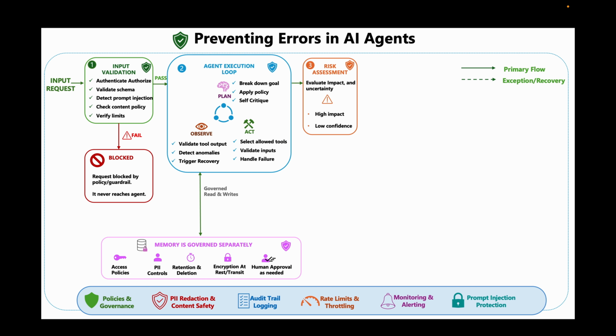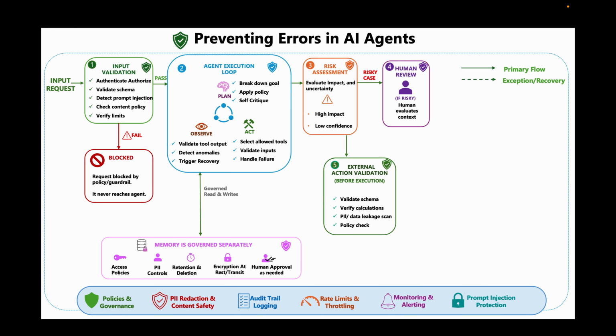For actions that may have significant business impact, we perform a risk assessment. If the confidence is low or potential impact is high, the workflow can be escalated to a human for a review. This ensures that critical decisions receive additional oversight.